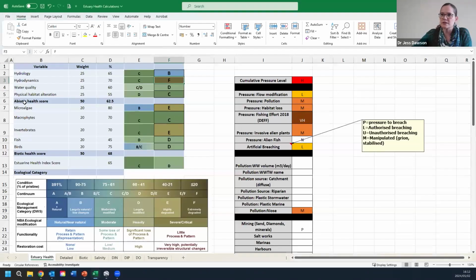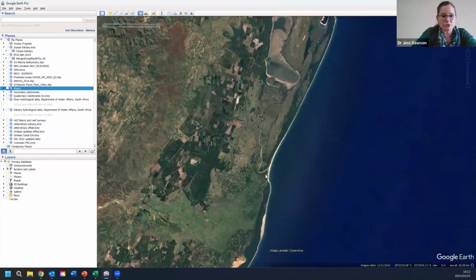So there is an explanation as to why your hydrodynamics is so low, because this is the functioning of the system in terms of salinity and that sort of thing. Because at the time, the mouth of the estuary was closed, you weren't getting a constant flush of water from the estuary mouth, but you had a system that was also getting very limited amounts of fresh water.